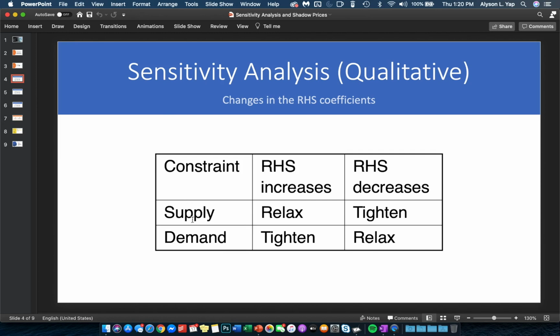And if your constraint now is a demand constraint, then the opposite will just happen. Okay? I will leave it up to you to understand this. If your constraint is a demand constraint, it will tighten if your right hand side increased. It will relax if your right hand side decreased.